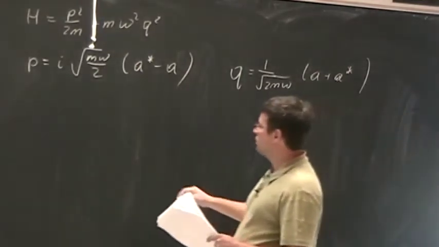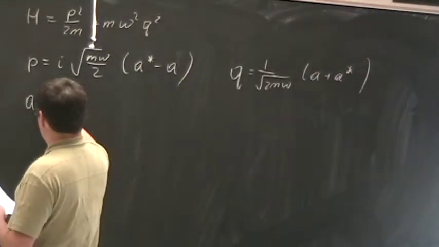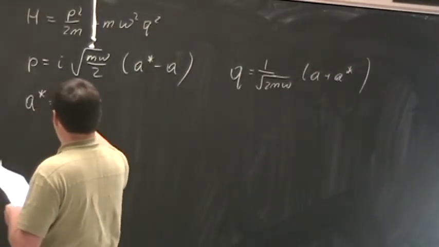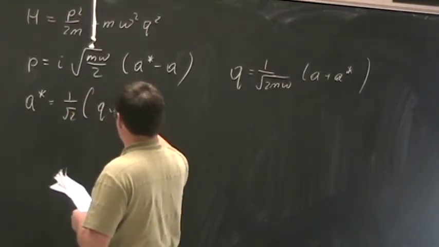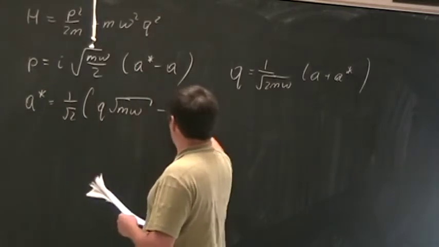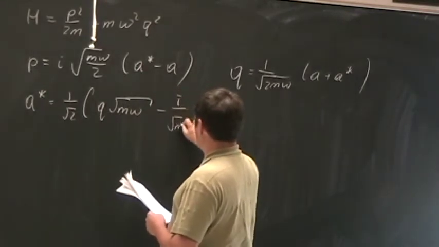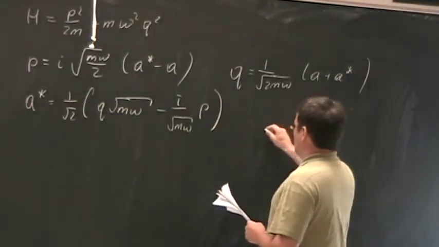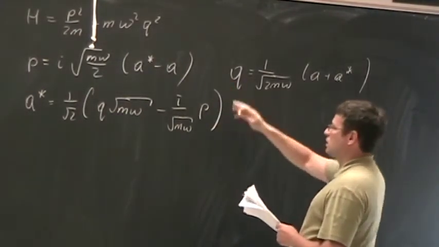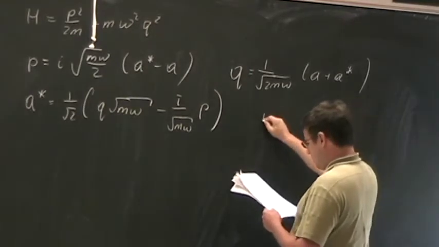Which we can invert and say that A star will be 1 over the square root of 2 times (Q square root of m omega minus i over the square root of m omega times P). Again, I'm suppressing indices. You can do it for each oscillator, for each mode.